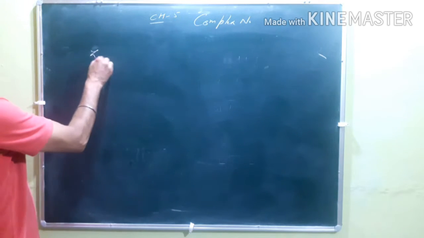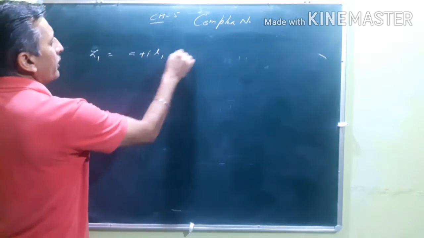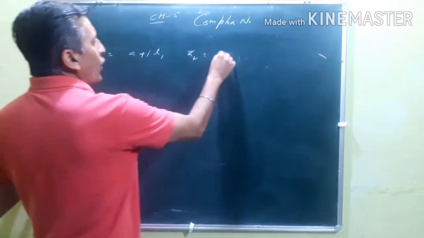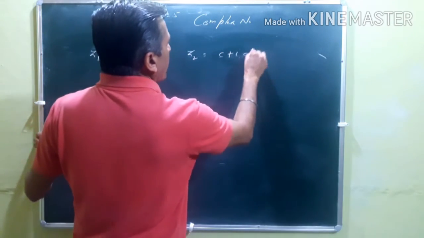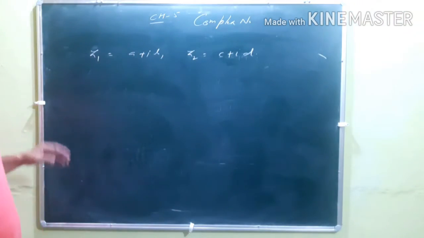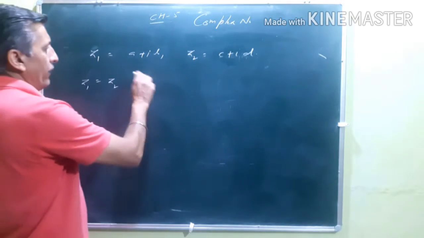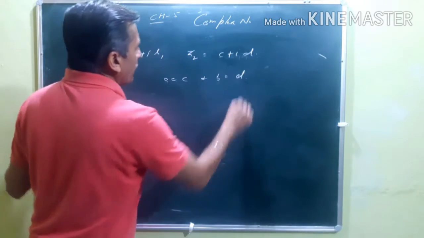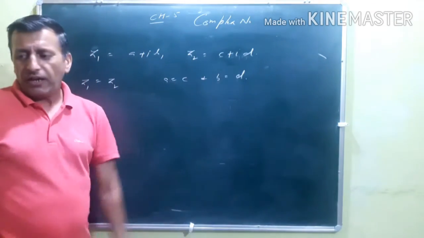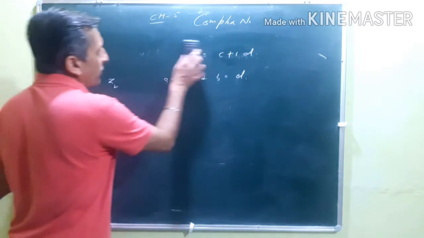Again, if you take two complex numbers, suppose Z1 is equal to A plus iota B and Z2 is equal to C plus iota D, then you can say Z1 is equal to Z2 only if A is equal to C and B is equal to D. That means their real parts are equal and imaginary parts are equal. So this is basically the introduction of complex numbers.